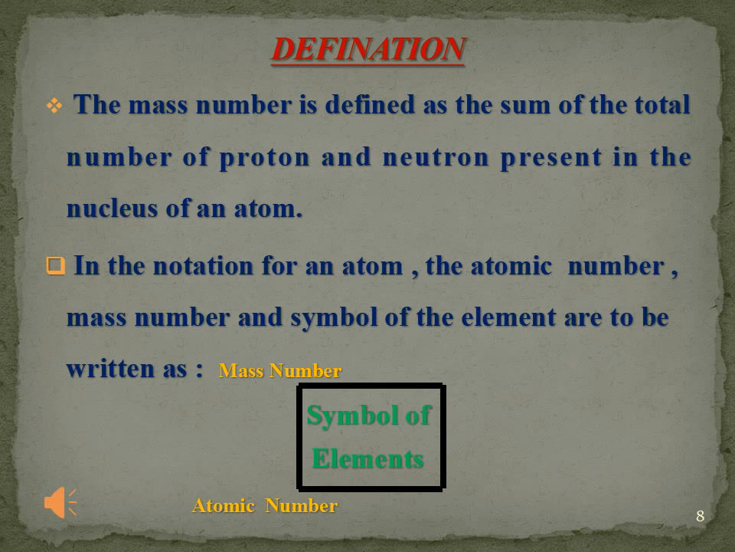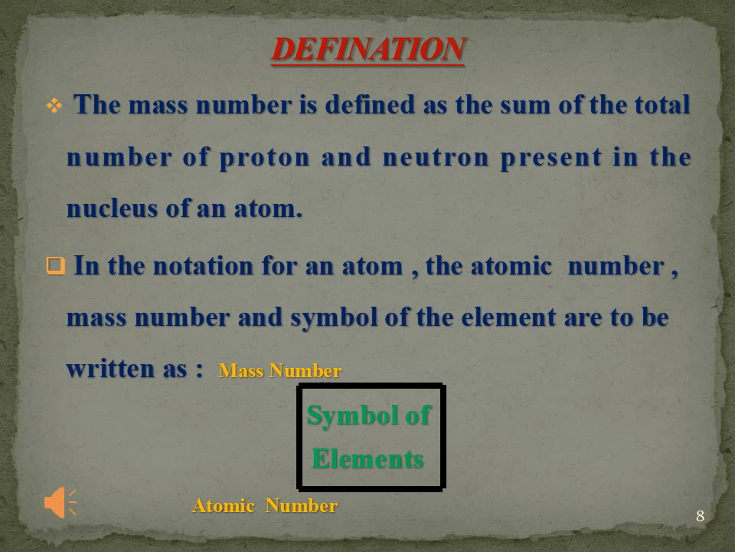So students, now a question arises, how to define mass number? From the above discussion, I can say that the mass number is defined as the sum of the total number of protons and neutrons present in the nucleus of an atom.